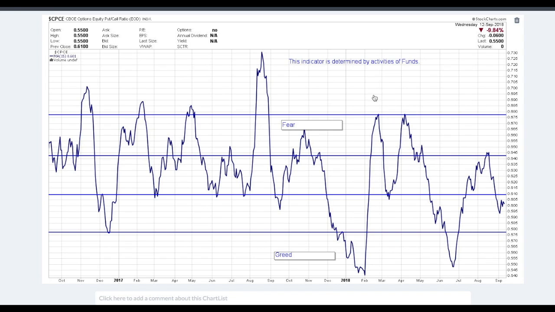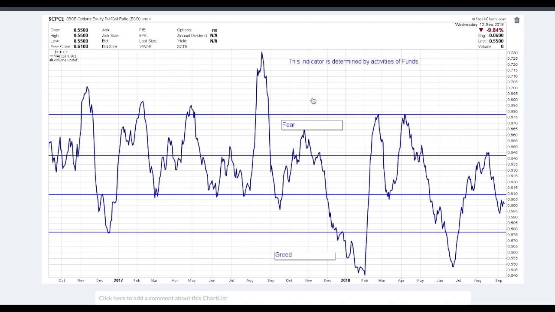I'm going to jump right in here with the indexes and the indicators. The one indicator here that we look at every week is the CBOE Options Equity Put Call Ratio. Now, what we're trying to do with this indicator is to simply understand that we're dealing with an auction market. So in other words, if you go to an auction and there's more buyers than sellers, prices are going to be high. Whereas if you've got more sellers than buyers, then prices are going to be low.